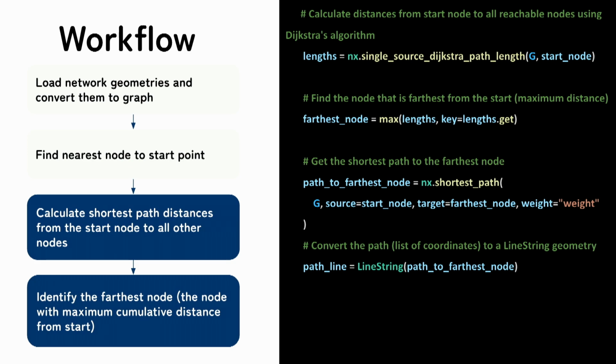Finally, I extract the shortest path to reach this farthest node. Note that we are finding the most efficient route to the network's extremity, not a meandering longest path. We convert this path to a LineString geometry that can be visualized in QGIS.